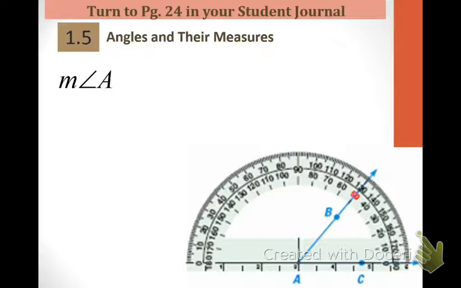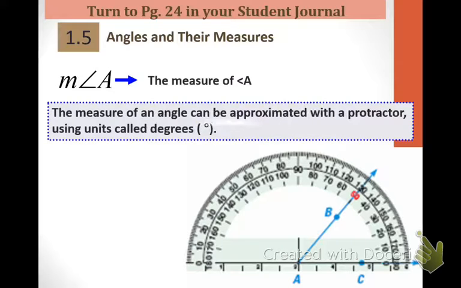Does anybody want to take a shot at what they think M stands for? We've already talked about it today. Measure. So it means the measure of angle A. Perfect. You're the first class to get that. The measure of angle A. So that's what we read it as. When I ask you what M means, it means the measure of angle A.